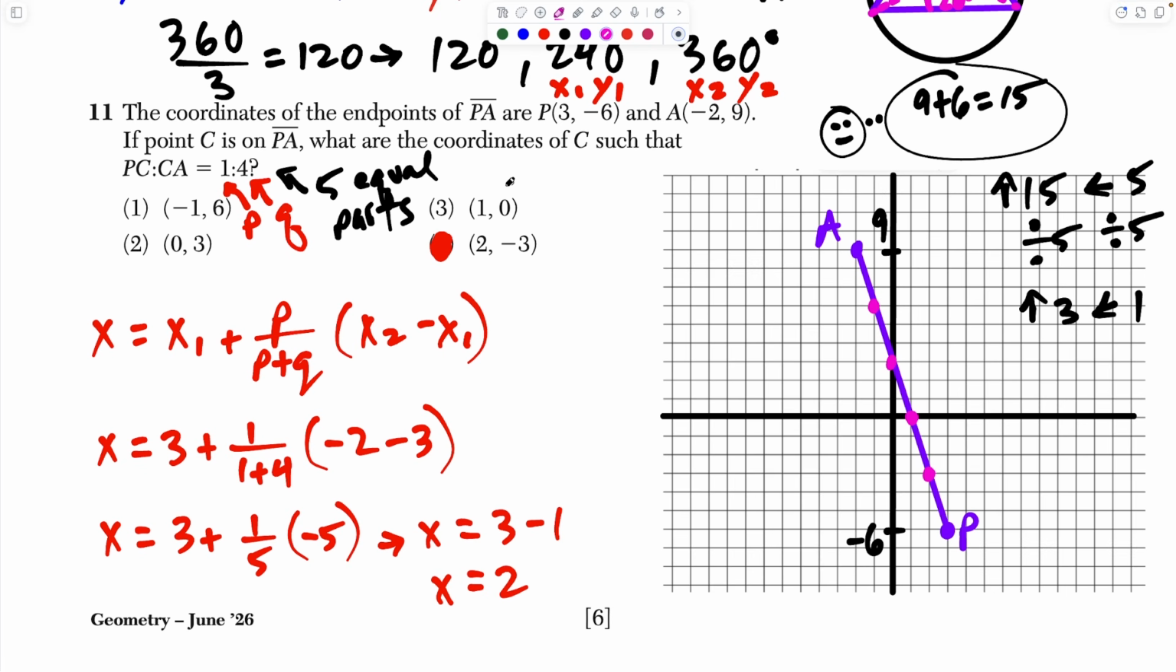And we want to know the location of C such that the ratio of PC to CA is 1 to 4. So that would tell us that point C has to be over here, in this location. Because notice that PC here, I have 1 equal part, and then I have 1, 2, 3, 4 equal parts after it. So C would have to be over here at the point 2, -3. So choice 4 is definitely correct.